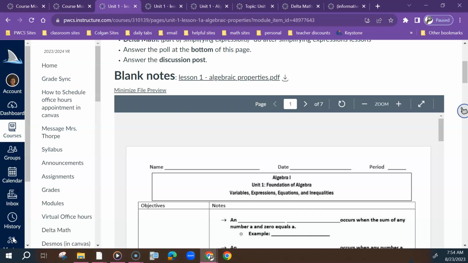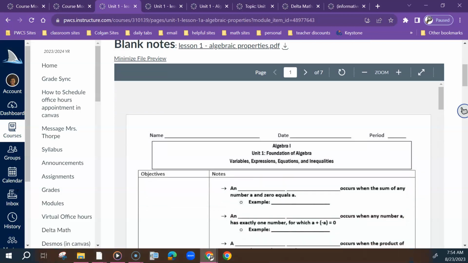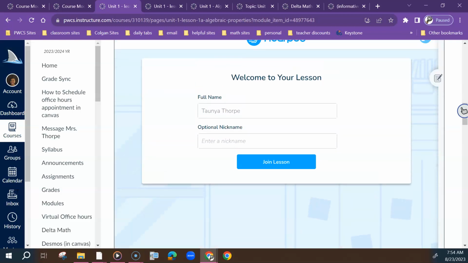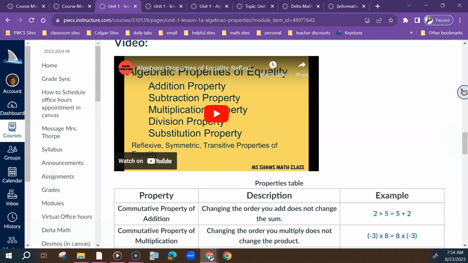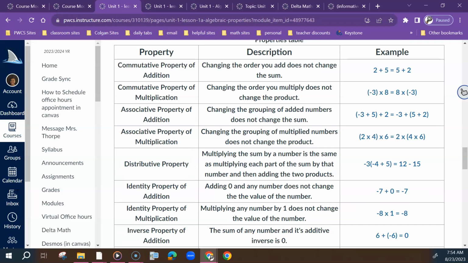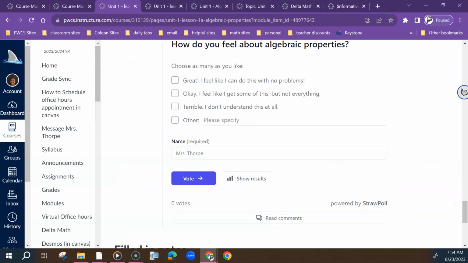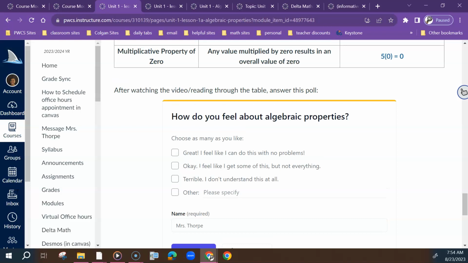There are blank notes. If you ever lose yours, you can always download these. There are Nearpod blank notes. So if you want to take notes on your computer, draw them, they're always there. There's usually either a video that I did of the notes or a video related to the notes somewhere on the page. If I found extra notes or anything like that, I put it up here. There's always some sort of poll at the end. If you could answer that just so I see how you feel about it. Do we need to go back over things, stuff like that.